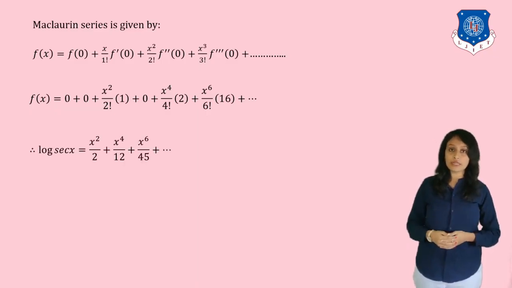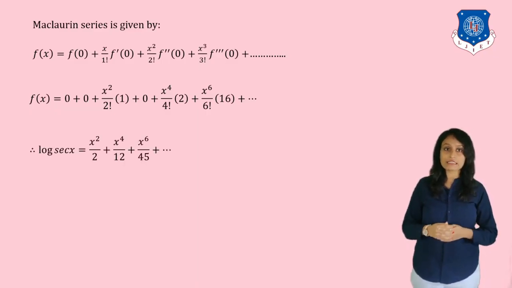Just simplify it, so you will get the Maclaurin series of log sec x, that is x square upon 2 plus x raised to 4 upon 12 plus x raised to 6 upon 45 and so on.